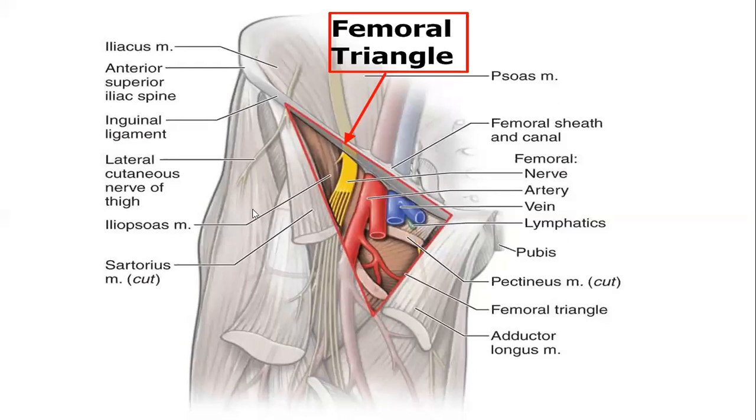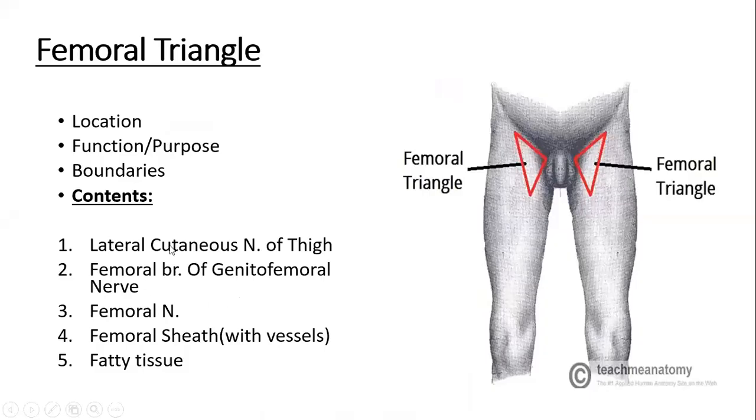Now let's take a look at the contents or the structures present within the femoral triangle. We have some nerves and vessels and fatty tissue present within the femoral triangle. We have lateral cutaneous nerve of thigh, femoral branch of genitofemoral nerve, then femoral nerve itself, femoral sheath enclosing the femoral artery and vein and femoral canal, and last but not least, fatty tissue.